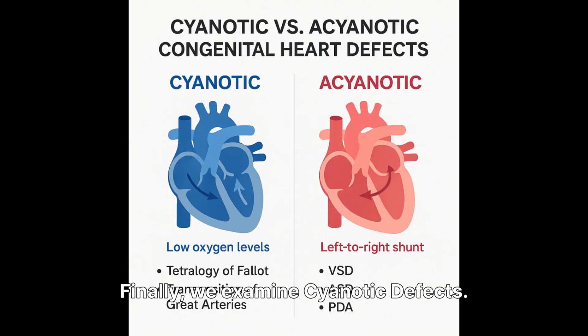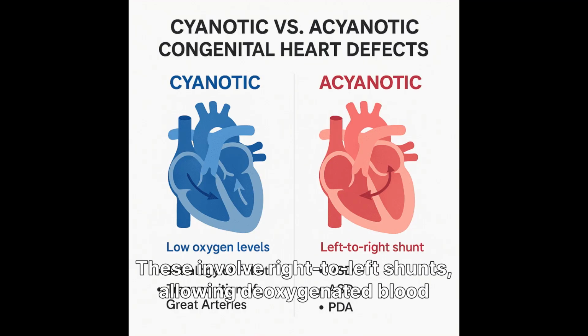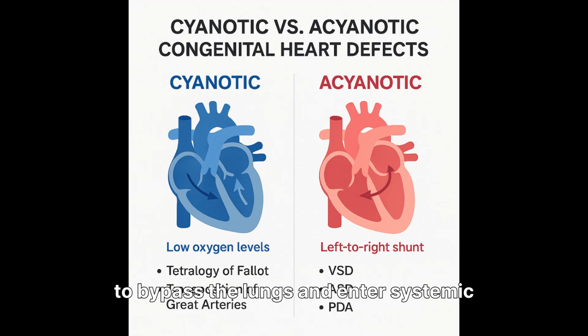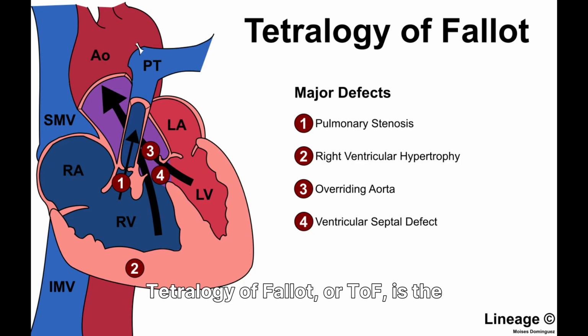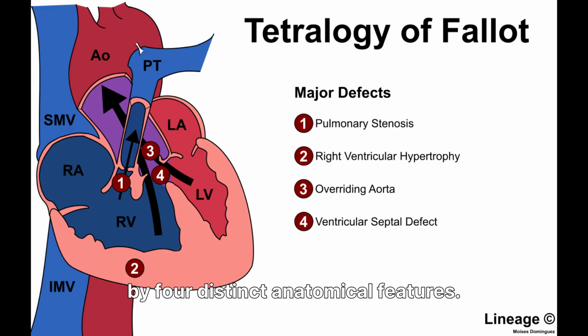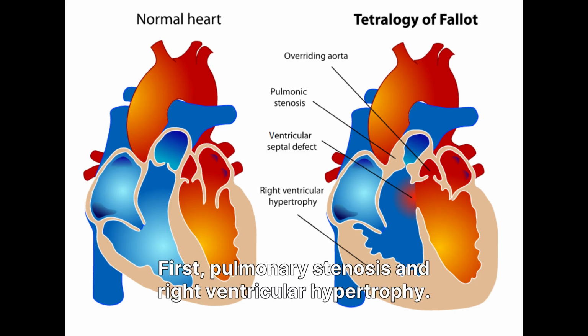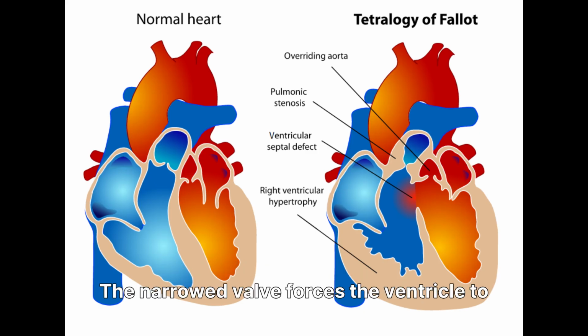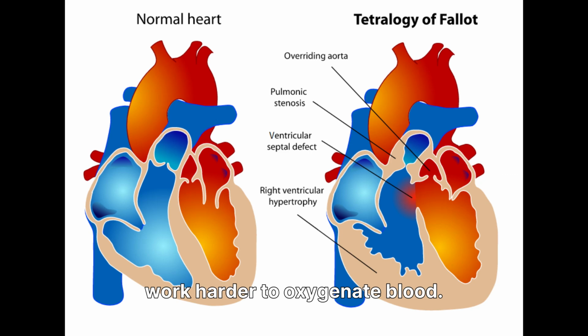Finally, we examine cyanotic defects. These involve right-to-left shunts, allowing deoxygenated blood to bypass the lungs and enter systemic circulation directly. Tetralogy of Fallot, or TOF, is the most common cyanotic lesion and is defined by 4 distinct anatomical features. First, pulmonary stenosis and right ventricular hypertrophy. The narrowed valve forces the ventricle to work harder to oxygenate blood.